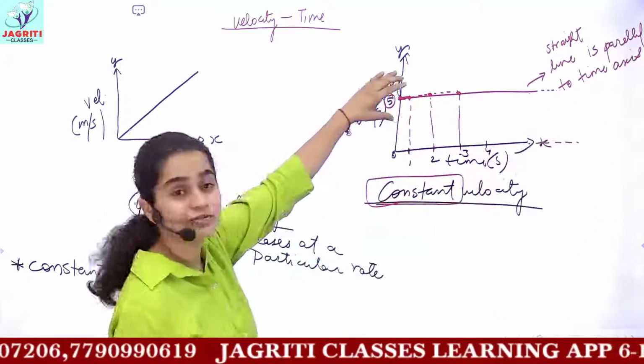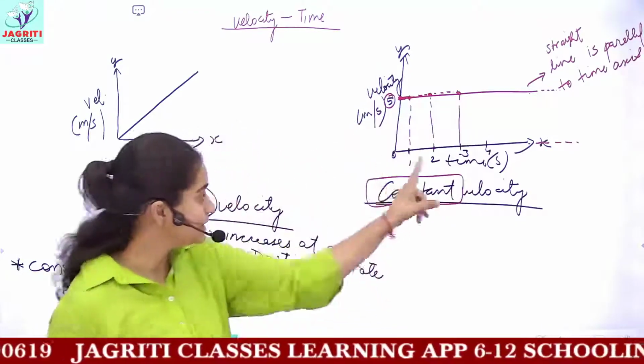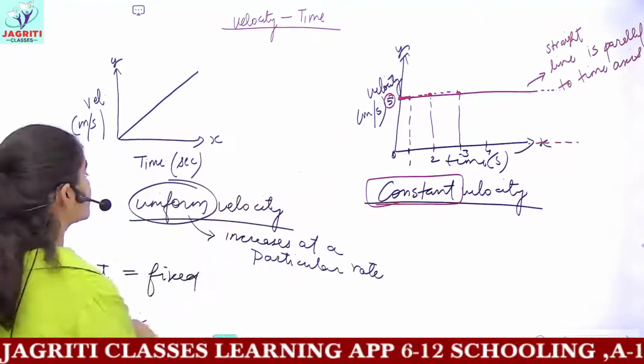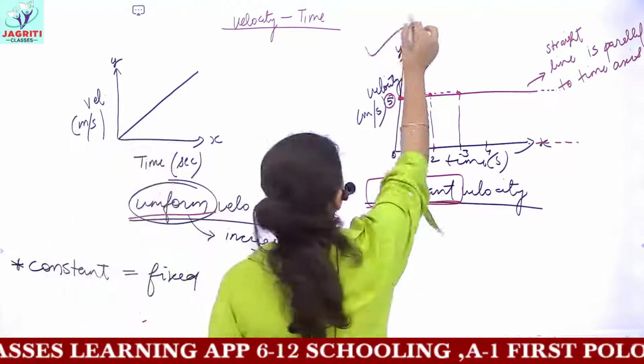It has a fixed value of 5 meter per second with respect to time. So these are the different graphs for uniform velocity and constant velocity. And this one is very important.